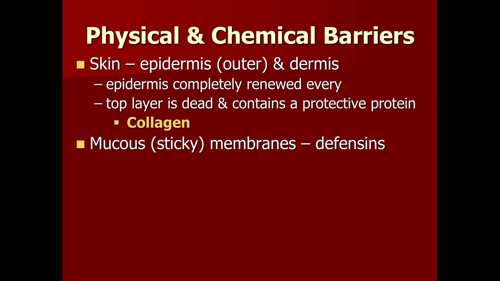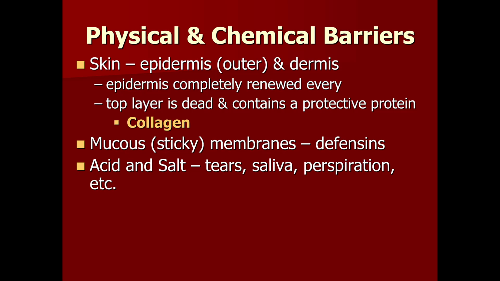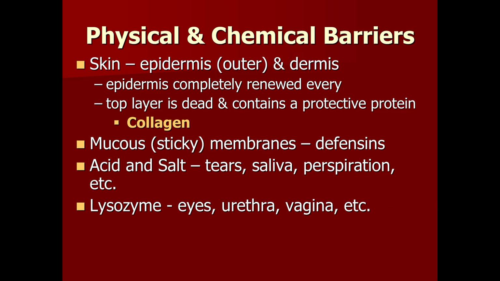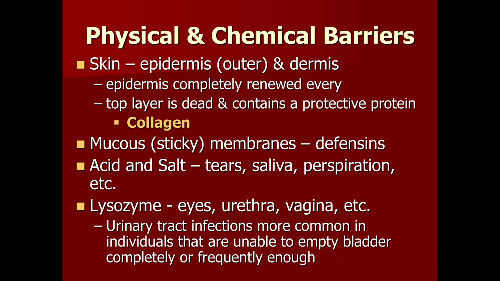Now, many of the external portions of your body are what we call mucous membranes, right? And they are sticky. And in that mucus, there are various defensins, things that are secreted in there, such as antibodies like IgA and IgD, and things like lysozyme, right, which break down peptidoglycan in bacterial cell walls. Remember? There are some acids and salts that your body produces: saliva, perspiration, stomach acid, bile, in your tears. And then there's that lysozyme protein that we talked about that we stole from viruses. And so this is just an example of where we might find that.